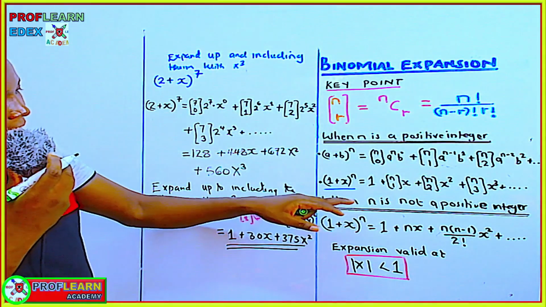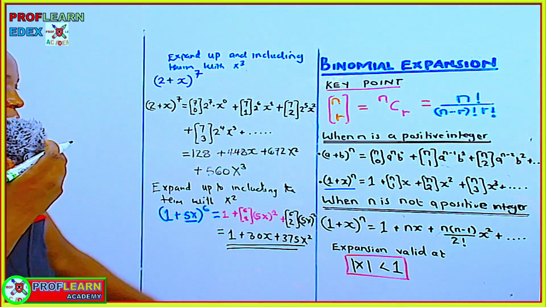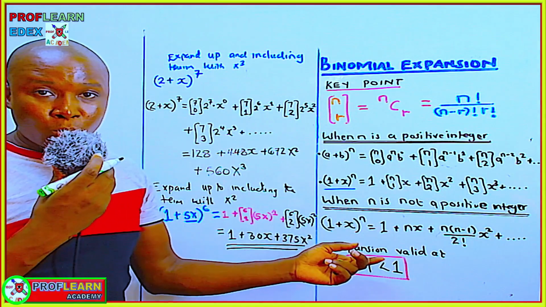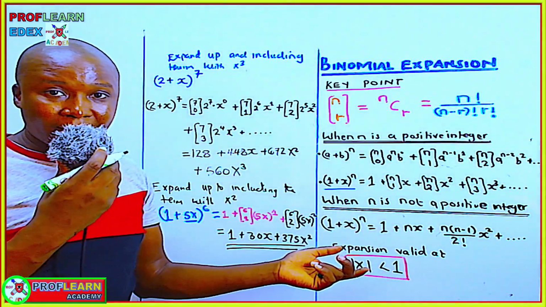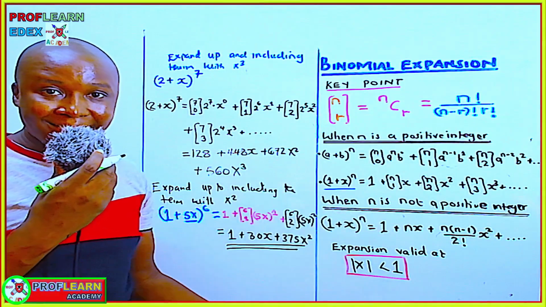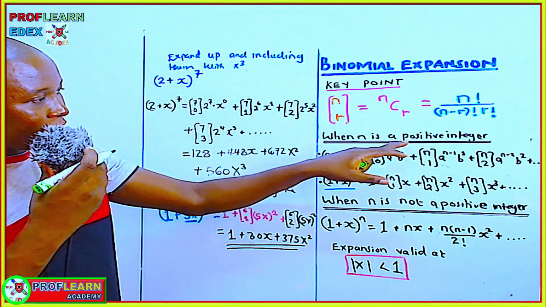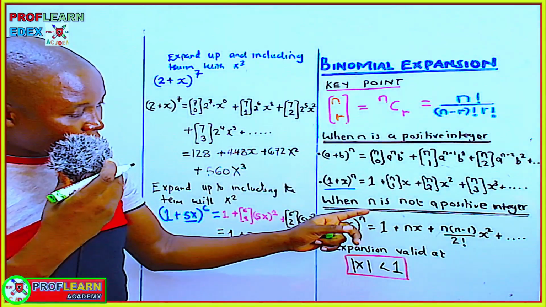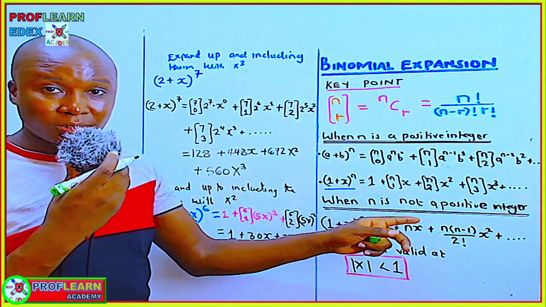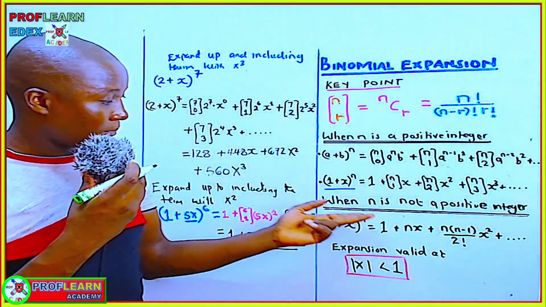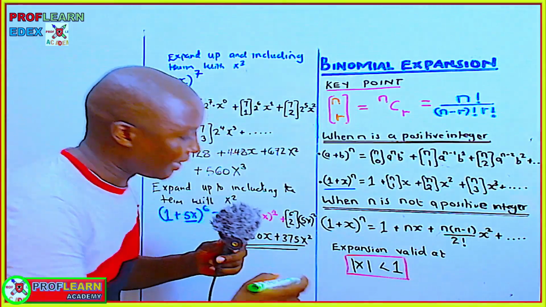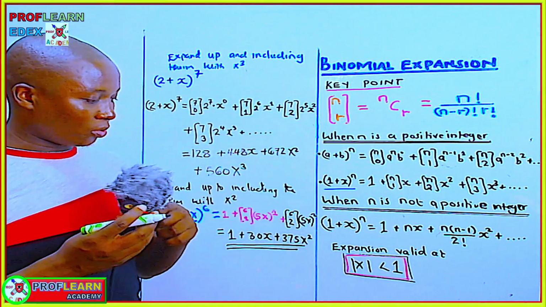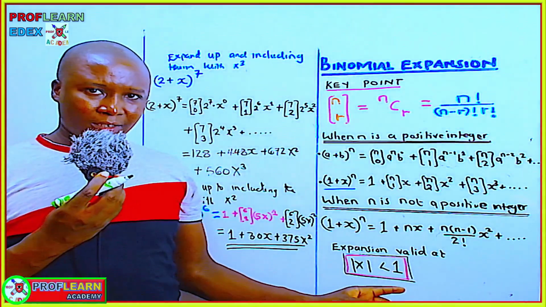Now we have the third formula. When n is not a positive integer, then this series is going to be infinite. It's going to be endless, it will continue forever. But when you have a positive integer, you are going to have finite terms. But with this one, when you have a non-positive integer or fractions, you can use this kind of formula, and in that case this formula is going to be valid in a given region, which is x less than 1.